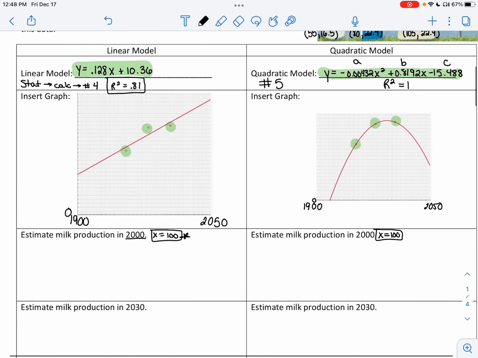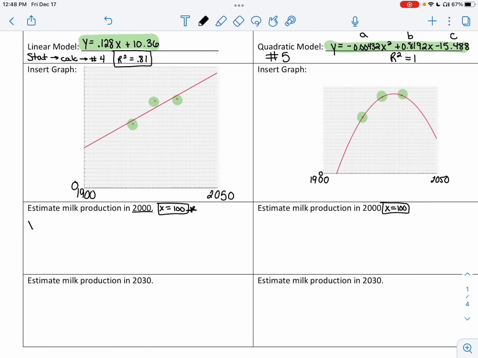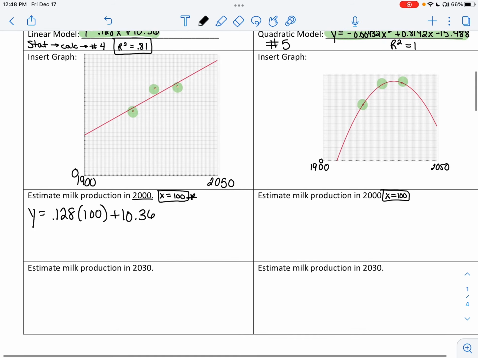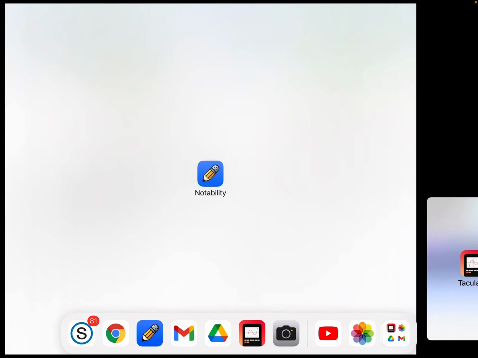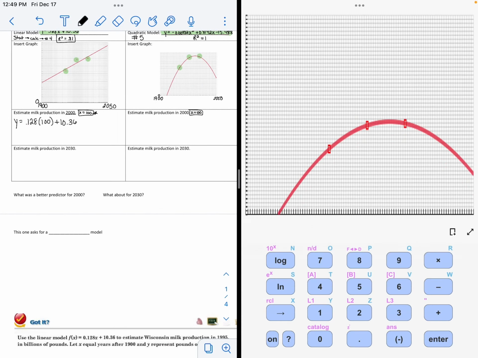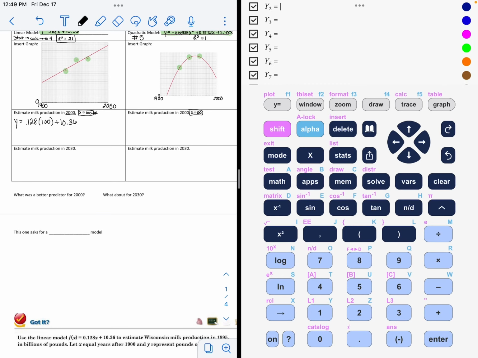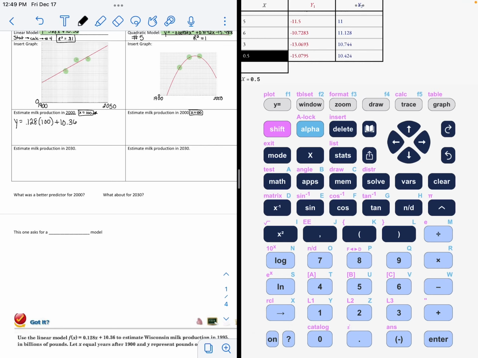So I'm going to take my equation, y equals 0.128 times 100, because that's what I need to be plugging in, plus 10.36. And I will substitute that in. In fact, I'm going to use my calculator to my advantage to do that. If you want to do it by hand, you are more than welcome to do so. I'll just type that in my y2, 0.128x plus 10.36, just to save me some time for future. Shift and table this time.